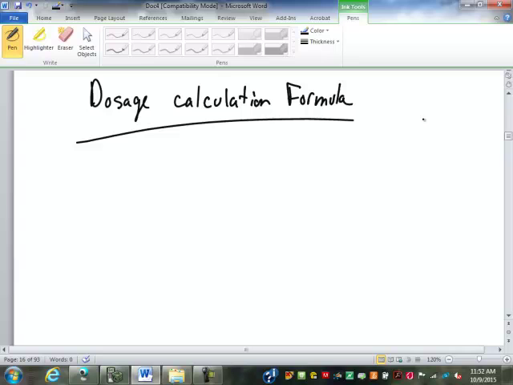The dosage calculation formula is the amount to administer, A, is equal to the doctor's orders, D, over the on-hand dose, H, times the vehicle.